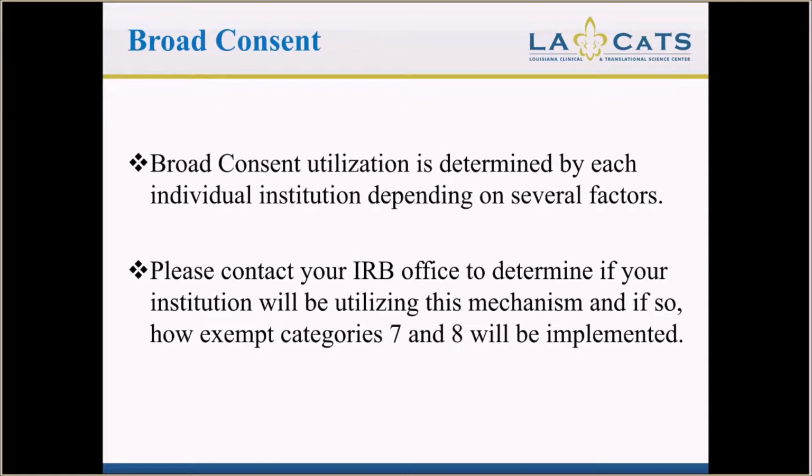However, there's been very little guidance on the broad consent implementation. So certain institutions may not be implementing it because they want to hold off until that guidance is issued. So please contact your IRB office to determine if your institution is utilizing this mechanism, and if so, how categories 7 and 8 will be implemented.